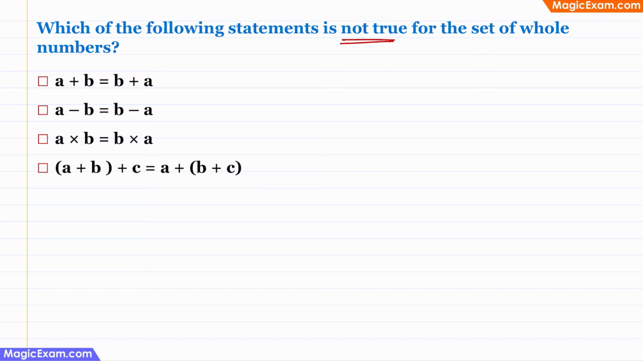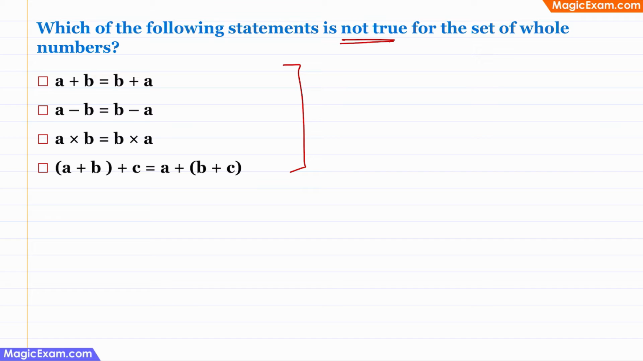So there are two ways of solving this problem. First, if you remember the properties of whole numbers, that is the commutative property or the associative property, then you will be able to easily identify which of these statements is incorrect. Even if you don't remember all the properties, just substitute these values with some simple whole numbers, and you'll be able to easily arrive at the correct answer.